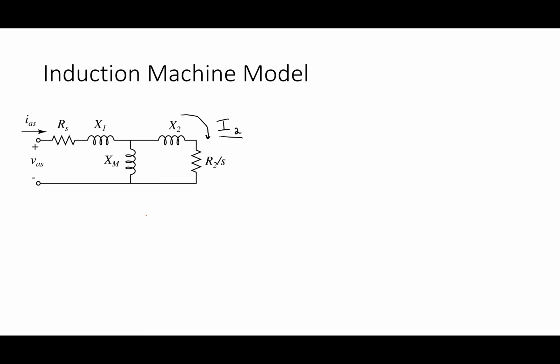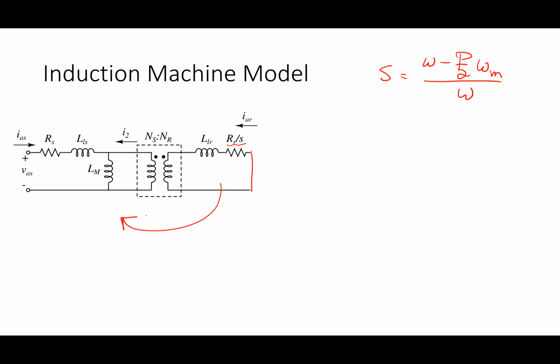Once I refer that stuff over, I get something that looks like this. Now, I'm going to talk about that for a second here real quick, but I want to make sure everybody's remembering a little bit. What is this term, L sub LS? And what is this guy here, L_M? What are those things in a transformer? Leakage and magnetizing inductance. Which one's going to be bigger? Magnetizing inductance is usually a lot bigger. Usually leakage is on the order of 1 to 2% of the magnetizing.